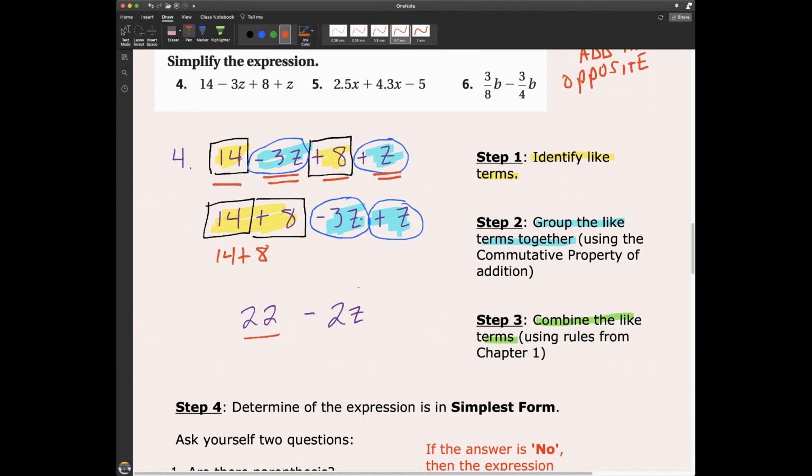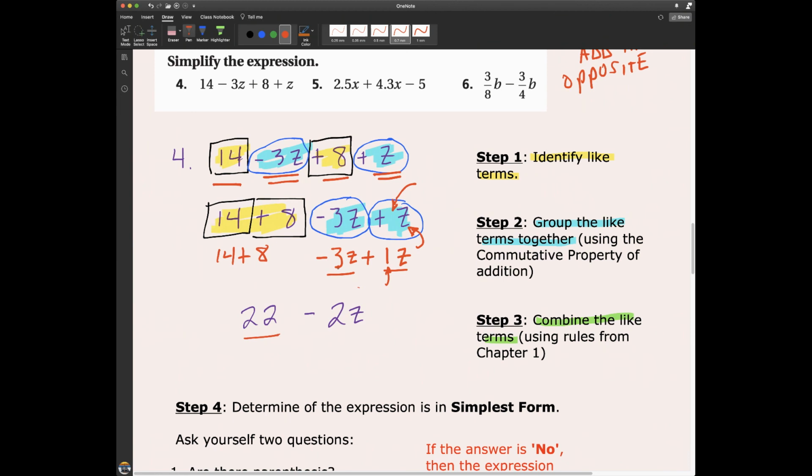Here, negative 3z plus z. So this is the same as negative 3z plus, and if there is no number in front of the variable, I can always put a 1 there. Because remember, this is just a multiplication problem, negative 3 times z. This is also just a multiplication problem, 1 times z, which is just z. So don't forget this trick with this magic 1 here.